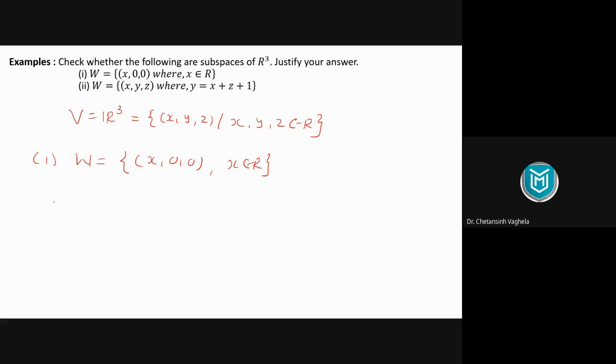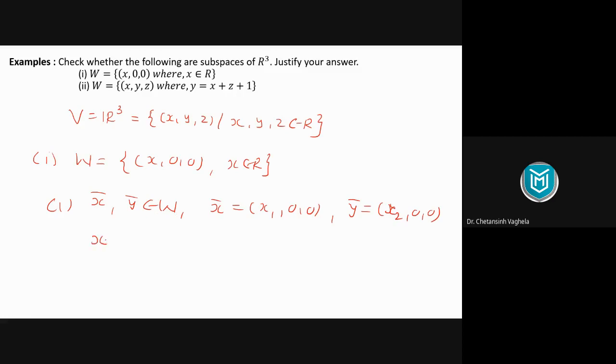First one, closure property for addition. Now, how will we check that condition? We need to choose two vectors x bar and y bar from W. Now, if x bar and y bar are vectors of W, their y and z coordinates will be 0, because they are members of W. So I need to take x bar like this, x1, 0, 0, and I need to take y bar like this, x2, 0, 0. Why am I taking 0 here? Because x bar and y bar we are taking from set W.